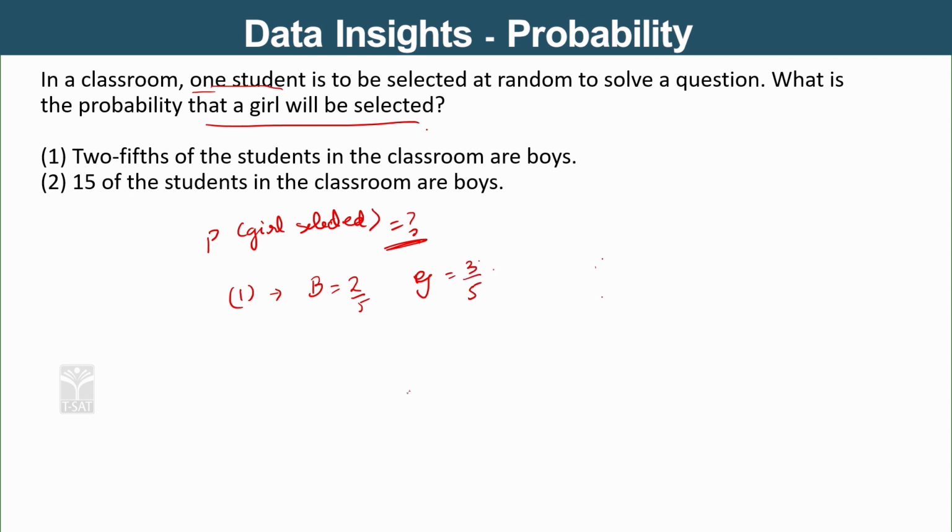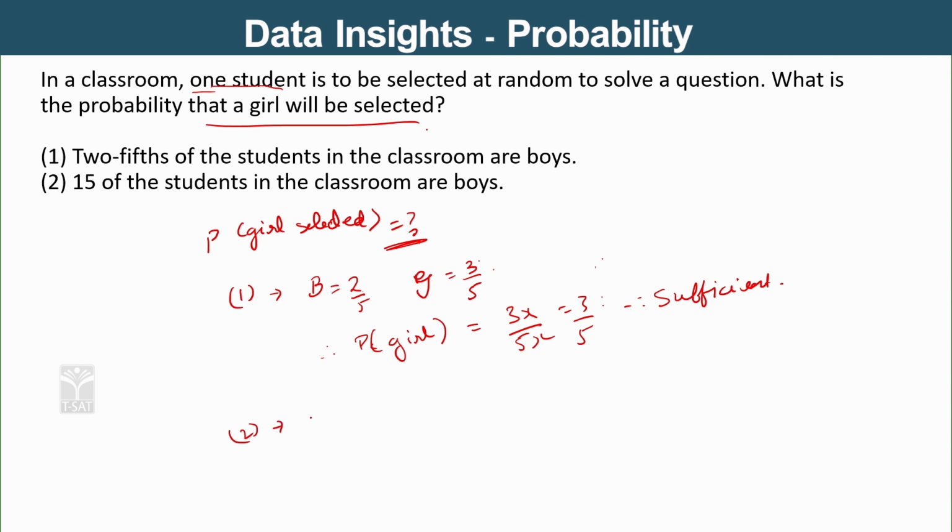3/5. So if there are 5x students in the class, the number of boys will be 2x and the number of girls will be 3x. Therefore the probability that a girl is selected is 3x divided by 5x, which is 3/5. So this is clearly sufficient to answer the question asked. Let's look at statement 2.